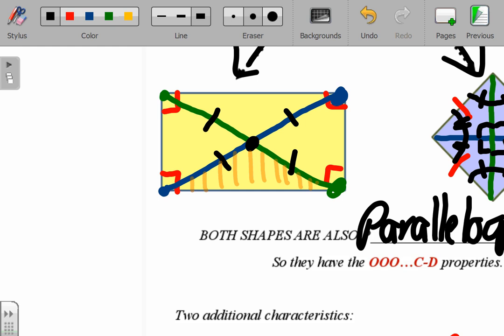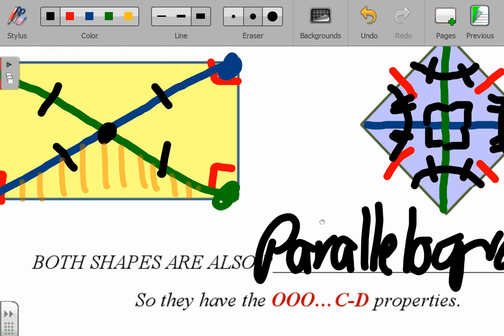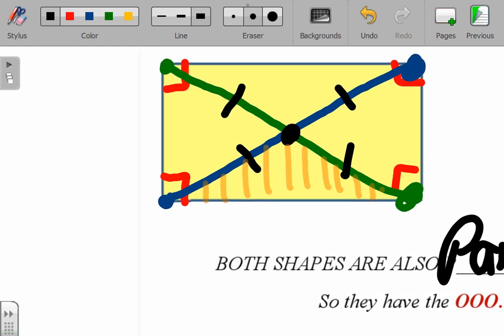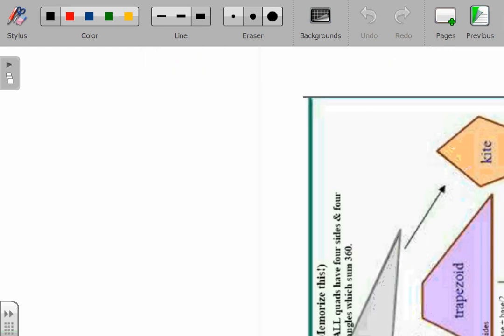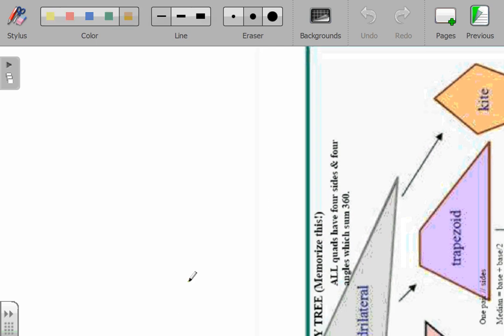The diagonals bisect the corners. Okay, so these are the unique qualities of a rhombus, and these are the unique qualities of a rectangle. This is the quad family tree. I just listed these qualities. Remember, both of them have OCD qualities. You're going to need to memorize this part of the quad family tree.